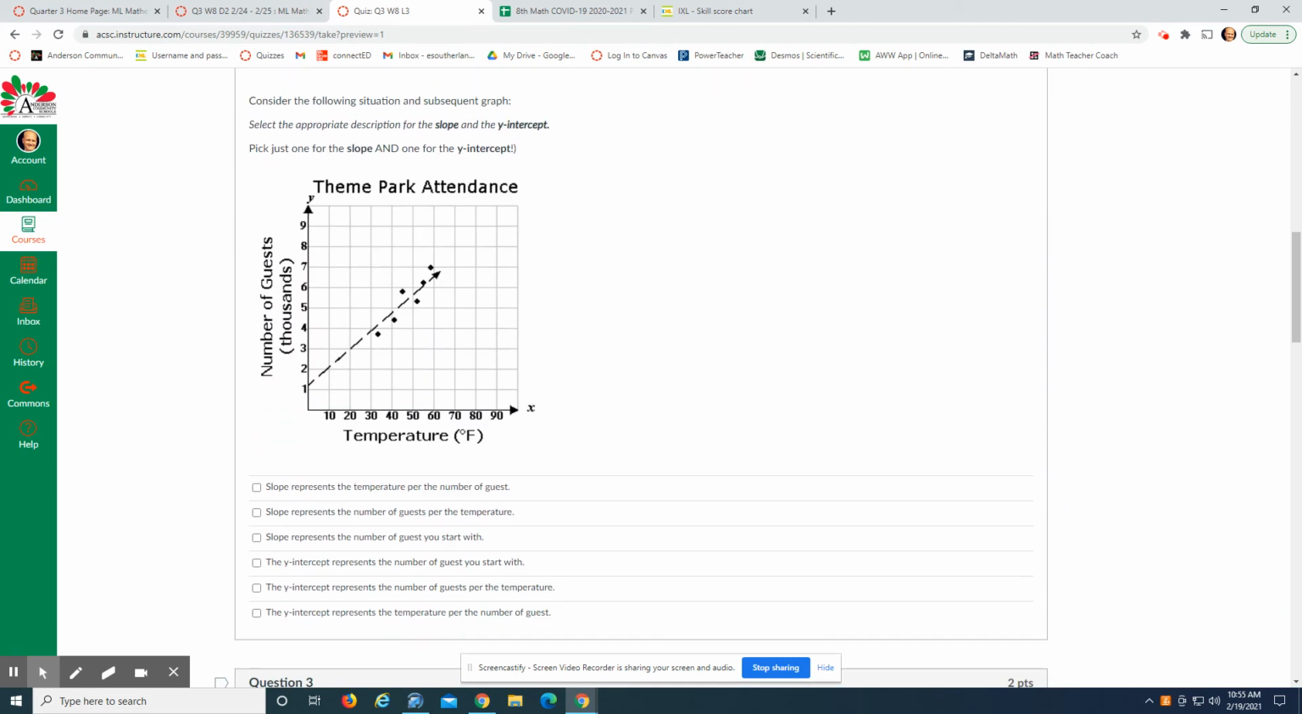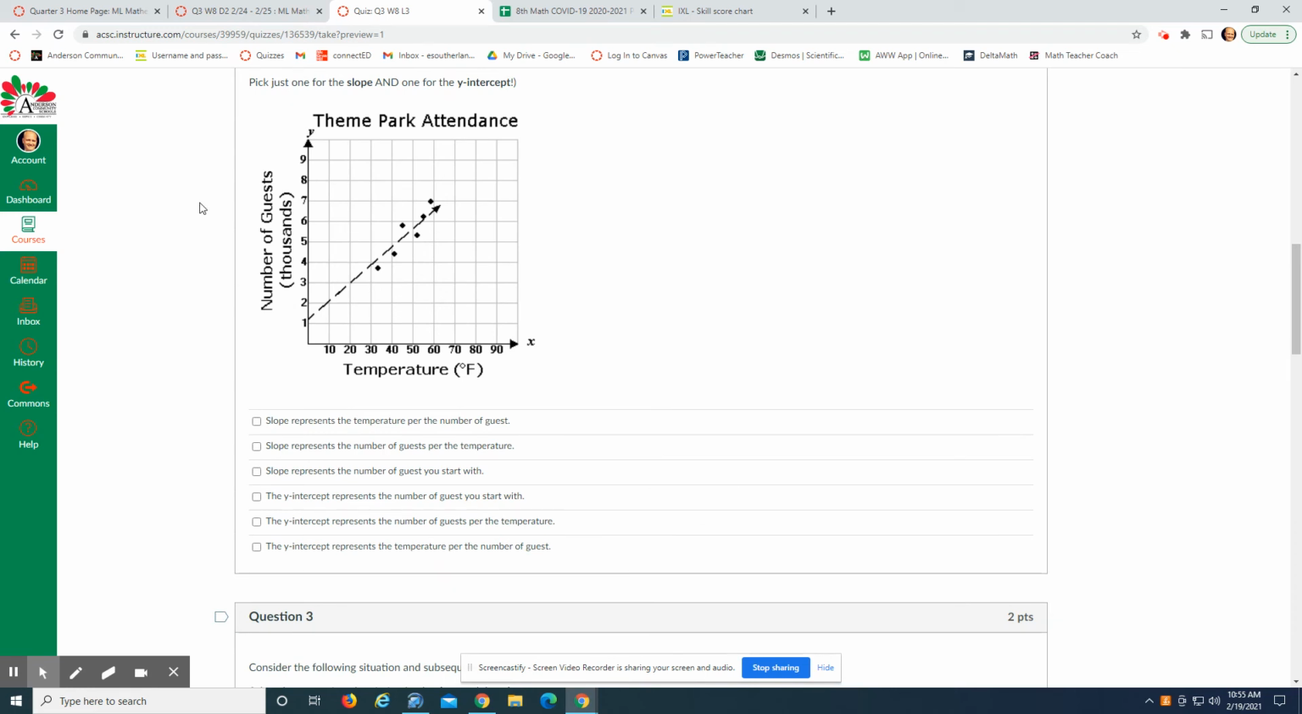For the second one, same thing. It's going to be the title of the y per the title of the x. We're going to start with slope. So the number of guests per 1,000, and then the temperature. So slope represents the temperature per the number of guests. No. Slope represents the number of guests per the temperature. Yes.